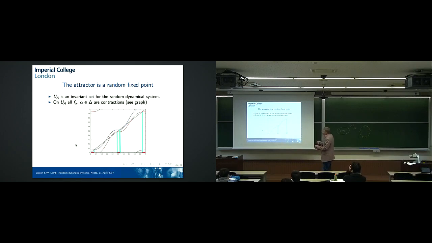Why? Well, on U_A, first it's attracted from points outside, you can see it from the graph. But on the set U_A, all the F alphas are contractions. How can I see that they're contractions? I look at the derivative of the graph. I can just visually inspect that the derivative of this graph here is smaller than 1. So there are only contractions. Is it a random fixed point with respect to the second iterate? Yeah, well, for the second iterate, it's also for the first iterate.